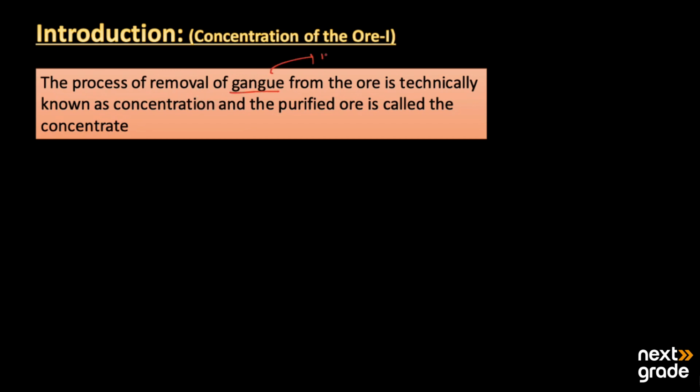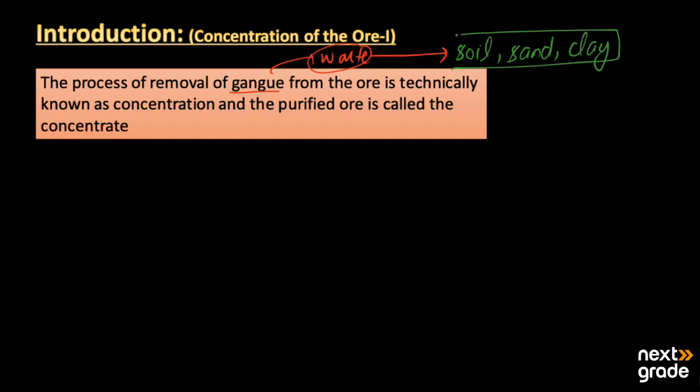Gangue is basically the waste part of the material, and it may be of different types. The gangue may include soil, sand, as well as clay. It depends upon the type of ore that is present. So we have to remove the gangue from the ore. Technically, this process is known as concentration, and the purified ore that we gain is then called the concentrate.